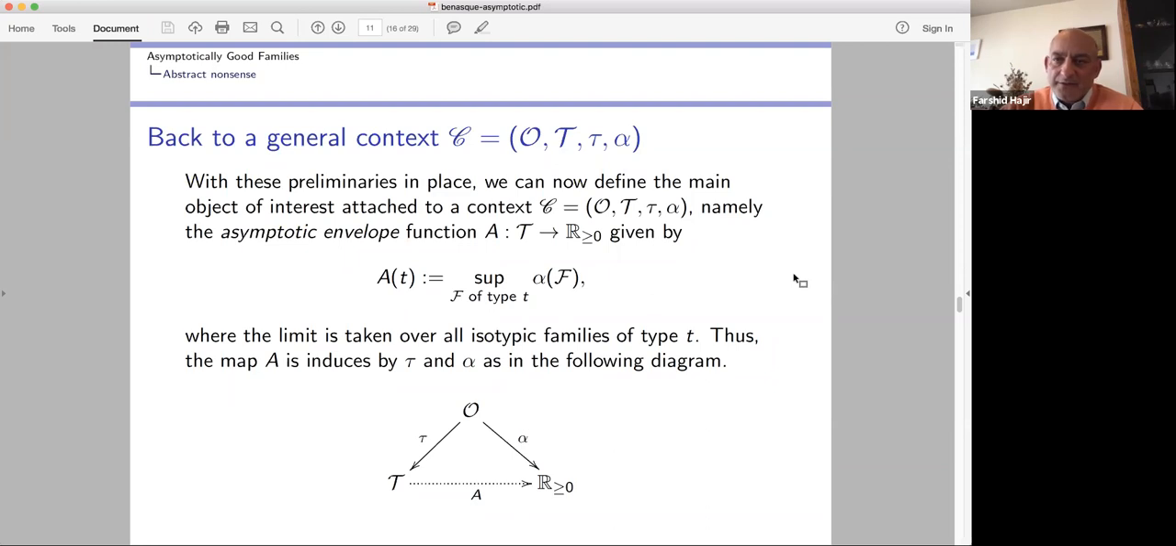So back to the general context, the general theory: what if we had interesting objects we were looking at? How do we measure their goodness? Well, we define what I call the asymptotic envelope, which is a function from the set of types to non-zero real numbers in the following way. You look at all isotypic families of type T, and you take the supremum over the qualities of those families. So I hope this is clear. It's a sup of a lim inf basically over the families.